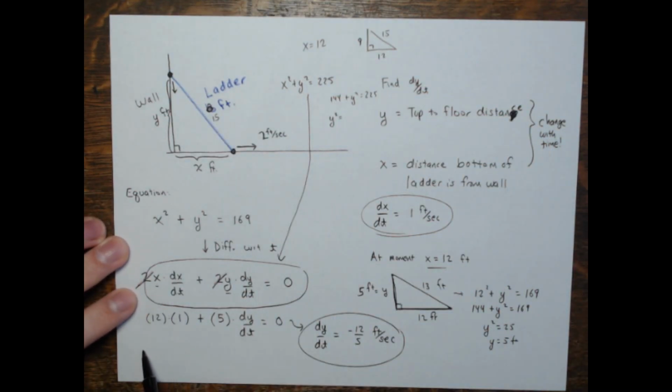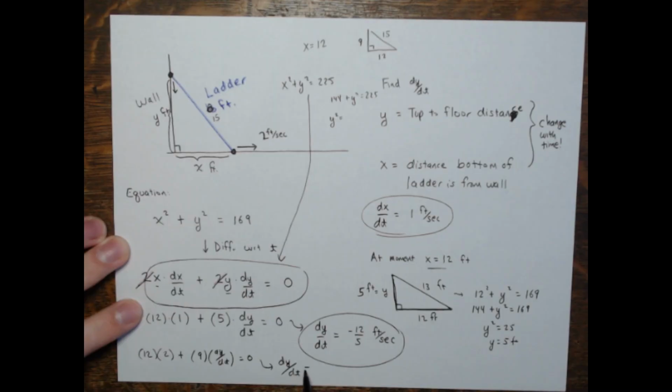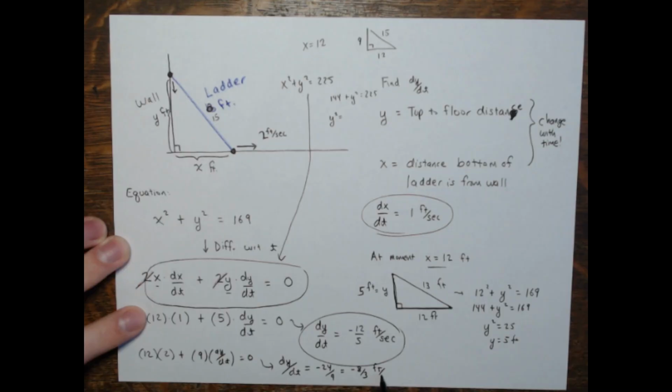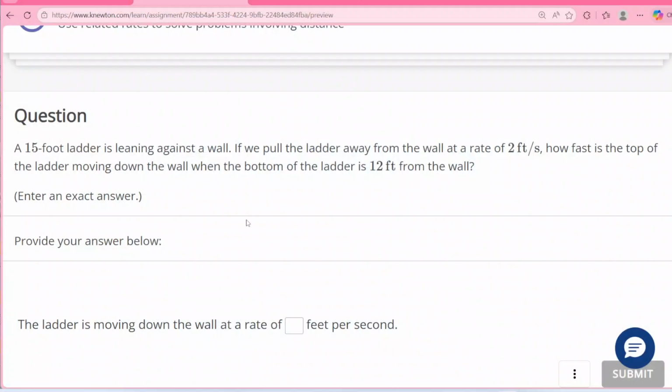So then x is 12. dx/dt is positive 2. x would be increasing here. Plus, and then the y would be 9. And then dy/dt, we don't know, that's what we're trying to find, equals 0. And so dy/dt would be negative 24 divided by 9. But that's 3 times 8 over 3 times 3, so negative 8 thirds feet per second. And again, they probably have the word down there already. So yeah, the ladder is moving down the wall at a rate of 8 thirds feet per second.